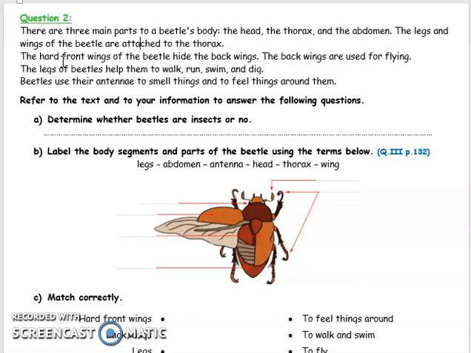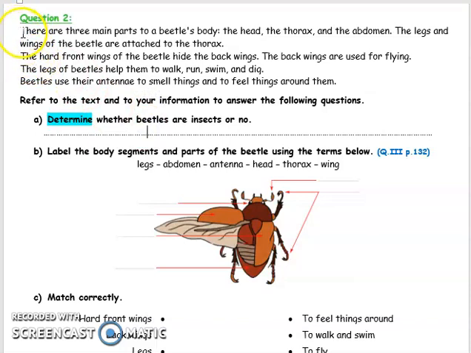Beetles use their antennae to smell things and to feel things around them. Part A, determine. So when I say determine, you have to justify. You have to look at why. Are beetles insects or no?